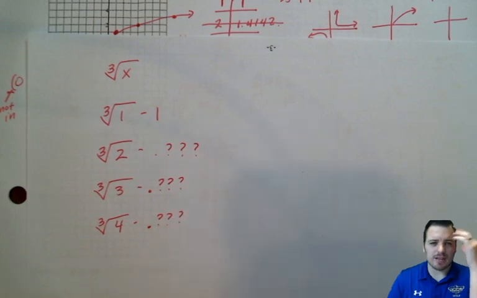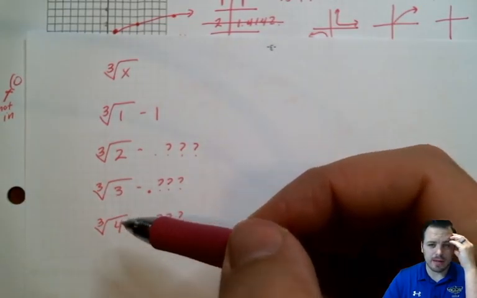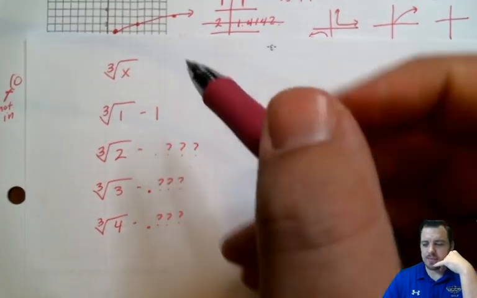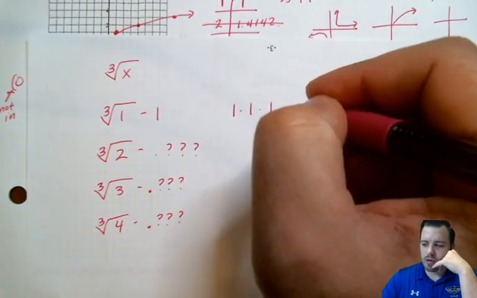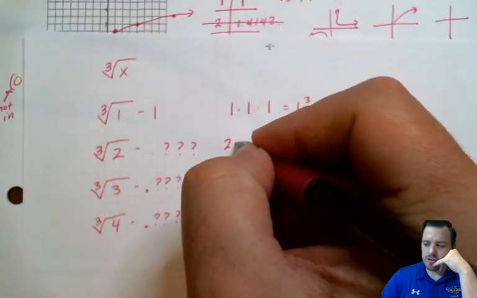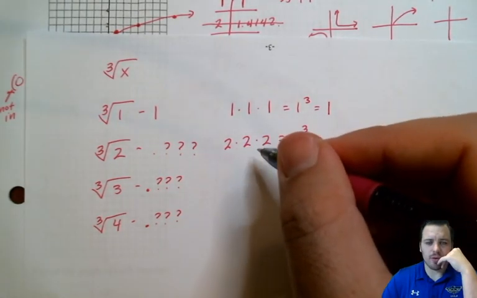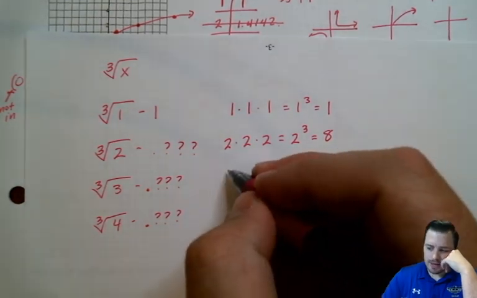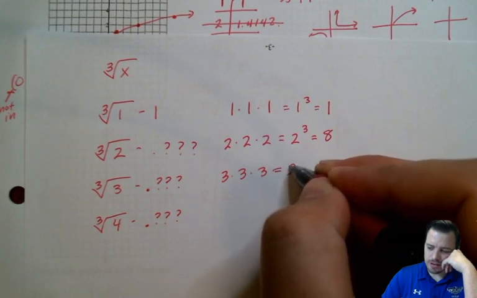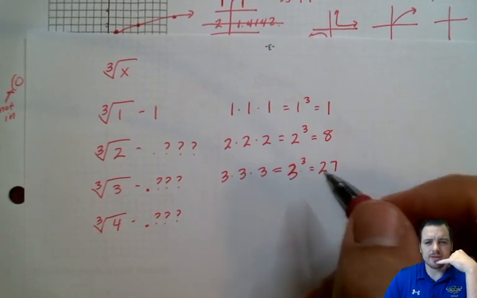You've got to keep in mind the next whole number is 2, and I know that 2 times 2 is 4, but 2 times 2 times 2 is not 4. So the way you think about it is, what is 1 times 1 times 1, which is 1 cubed? That's equal to 1. Then what's 2 times 2 times 2, which is 2 cubed? 2 times 2 is 4, times 2 is 8. Then go to the next one. 3 times 3 times 3, or 3 cubed, is equal to 27. 3 times 3 is 9, times 3 is 27.